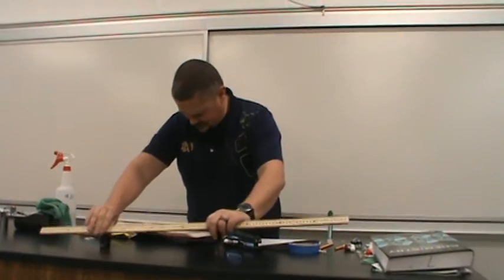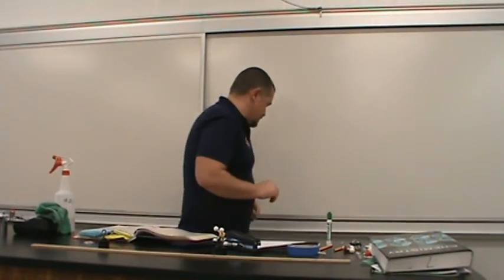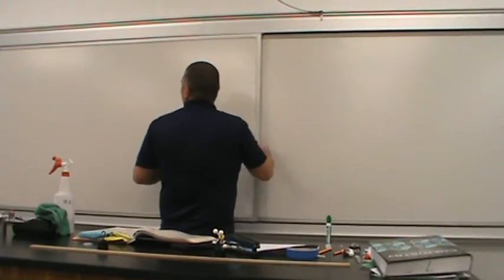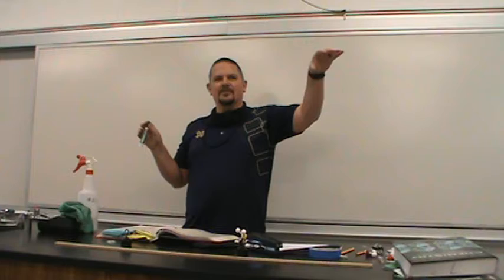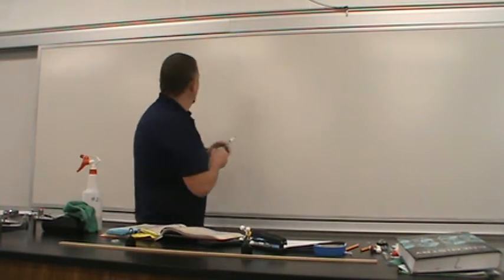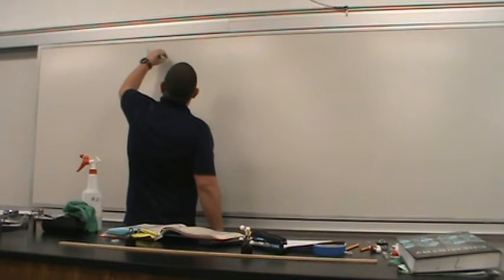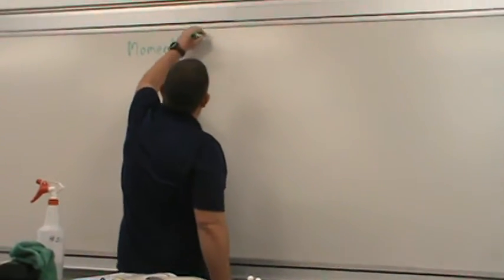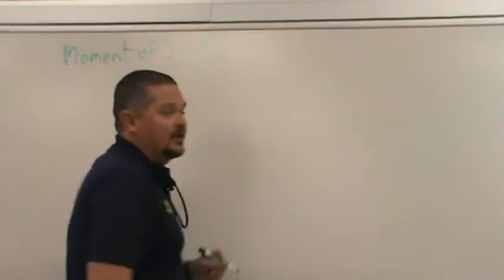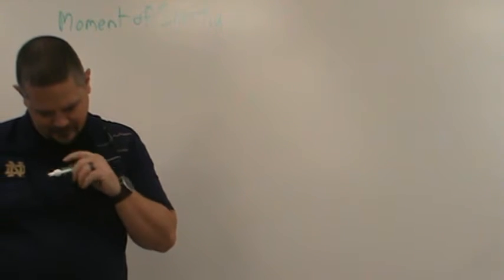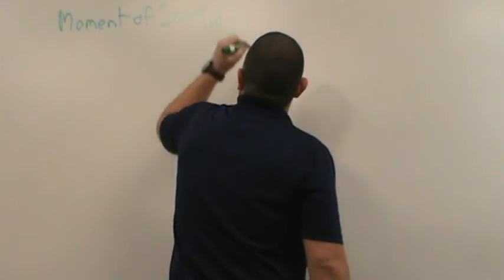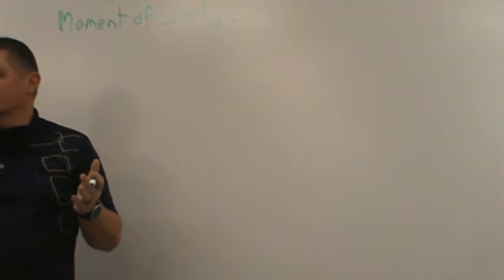What we're going to get into with all this wiggling is why it is so much harder to wiggle with the weights at the very end than closer towards the center. It's because of moment of inertia. Okay, so what is moment of inertia?